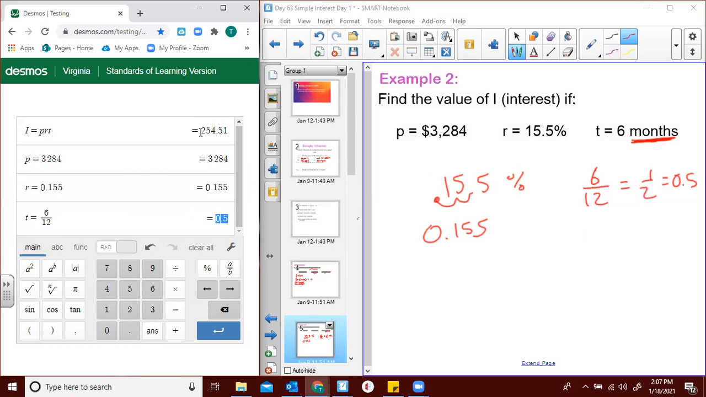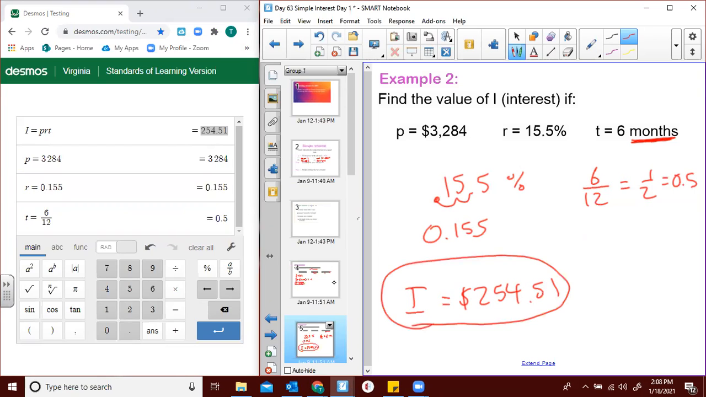Well, look, it also filled in what my I equals. I equals PRT, which equals $254.51. Just like that in Desmos. So that would be our answer. You've got a couple of different ways that you can actually solve these.